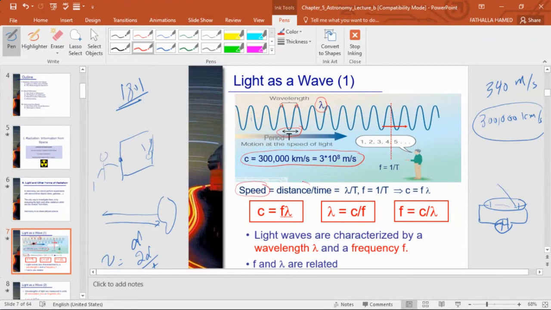So now, you know that if you want to calculate the speed, speed always equals the distance divided by time. So if we do that with light waves, the distance is lambda, that's the one wavelength, and it's done in a period T, so it is lambda over T here, and that will give you the speed of light, which we know.